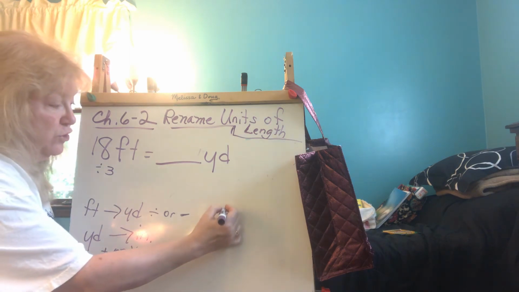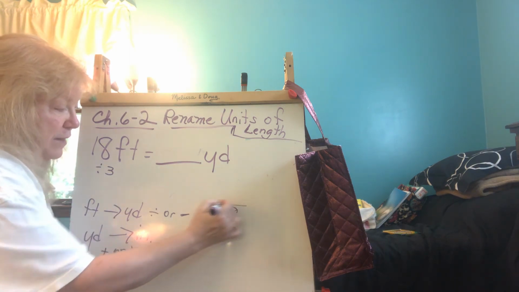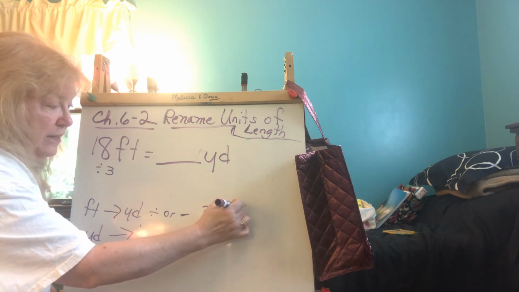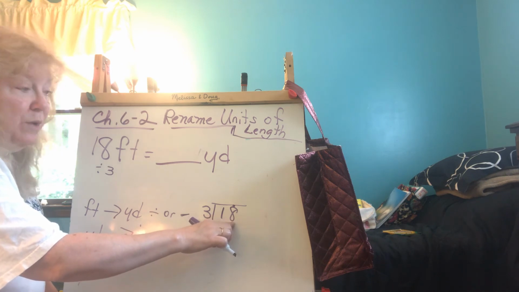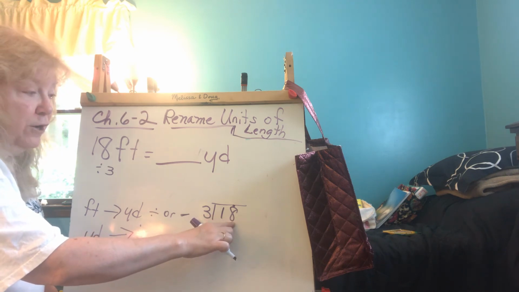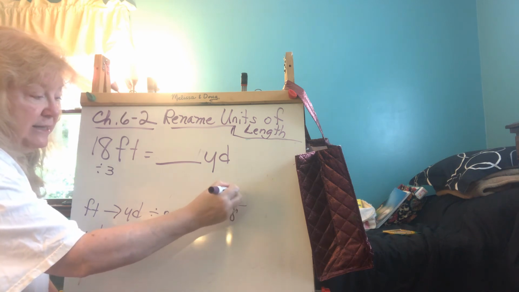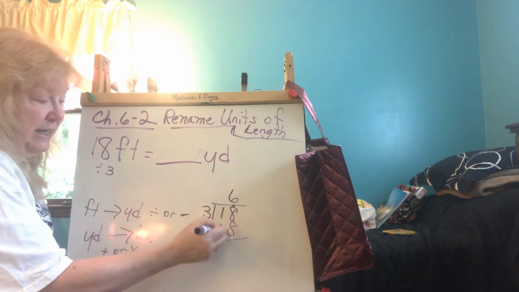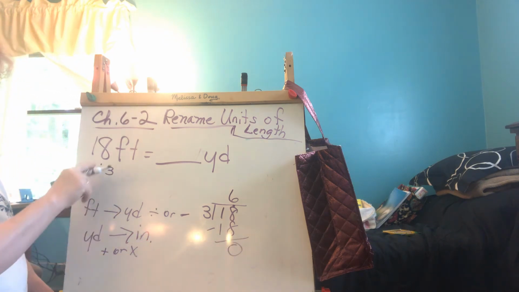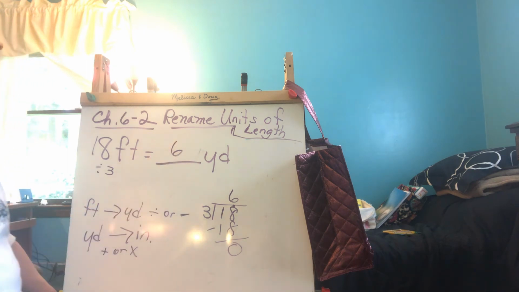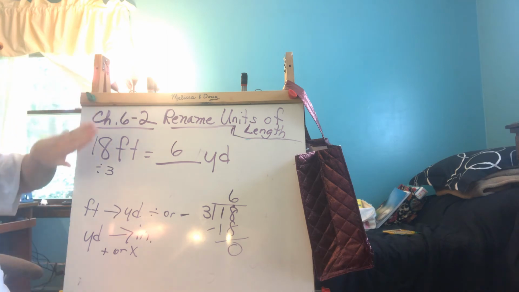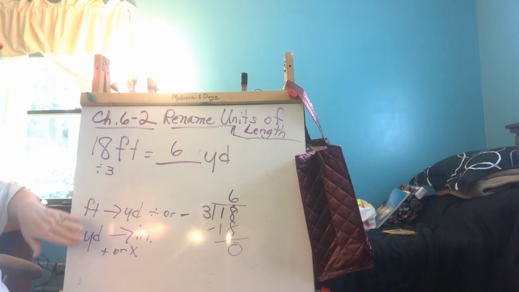Okay, so if you do 18 divided by 3, I'm going to begin my answer over the 8. What times 3 equals a number equal to 18 or close to it without going over? Hopefully you said 6, and 6 times 3 is 18. So 18 feet is going to equal 6 yards. If you wanted to subtract to find this out, hopefully you're copying all this down. If you didn't, pause the video and catch yourself up.